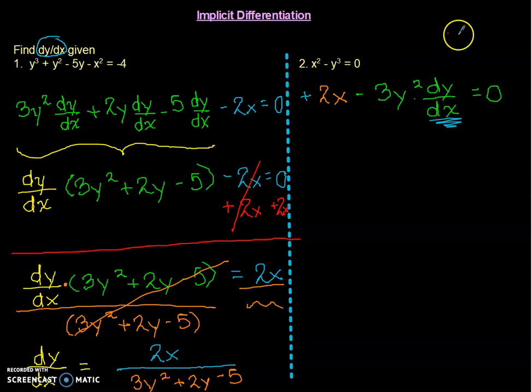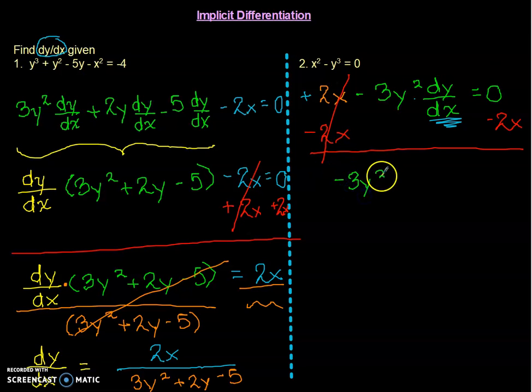So algebraically, we get rid of the adding and subtracting first. We subtract 2x to both sides of the equal sign. This would leave me with negative 3y squared dy over dx. Again, dy over dx is being multiplied. Notice nothing between these two terms, so they're being multiplied, even though it's a negative 3. And then equals 0 minus 2x, which is negative 2x.